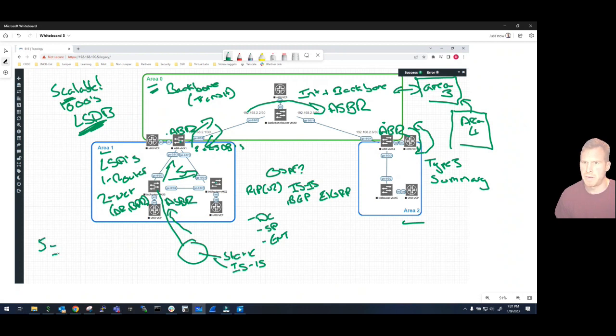And what is a type 5 LSA? That is an autonomous system external LSA. So these type 5s are advertised all throughout the same area. Now that's really important because again, it keeps the LSDB absolutely.